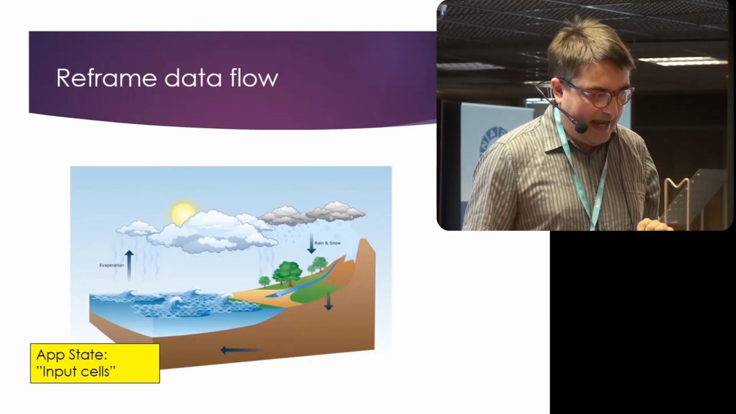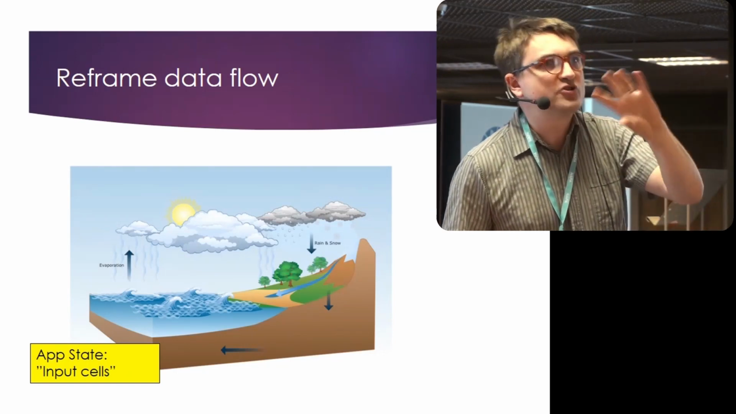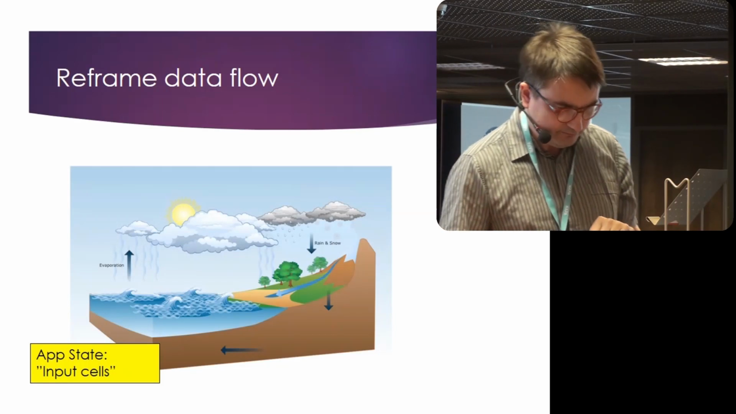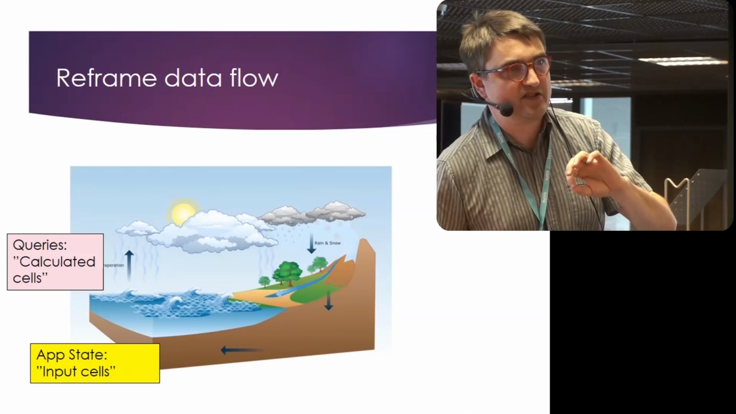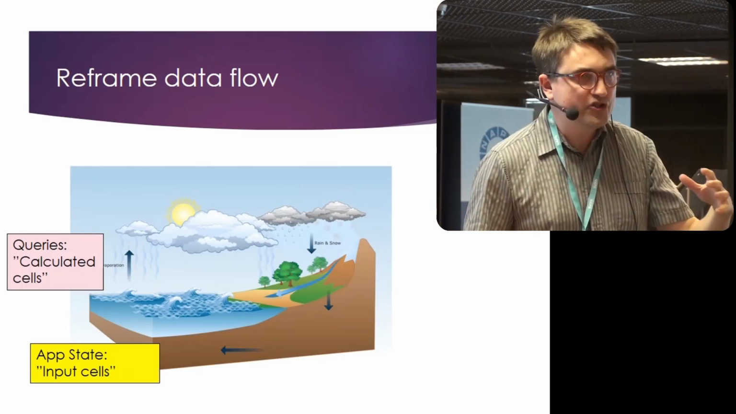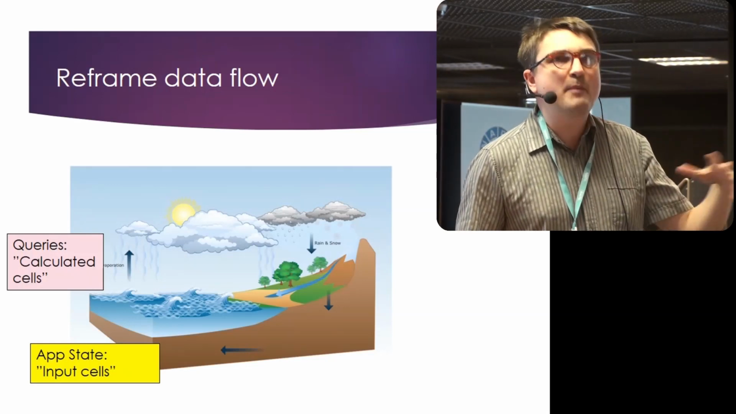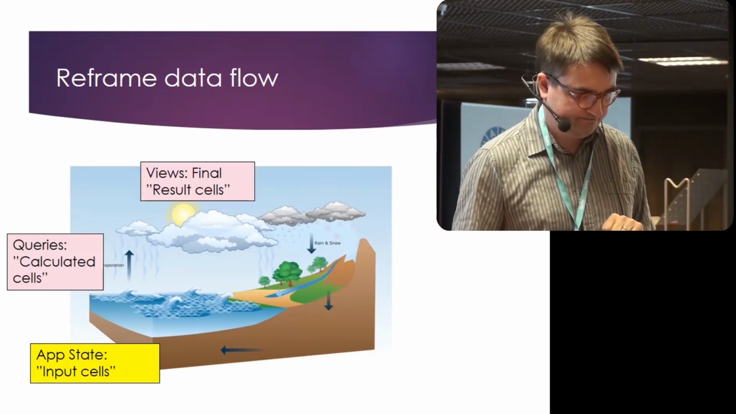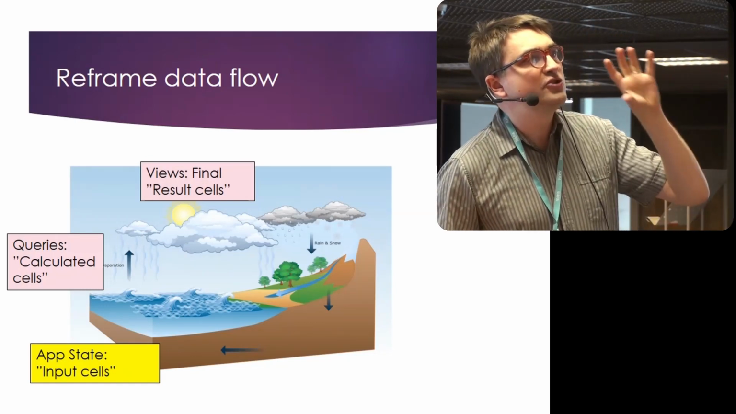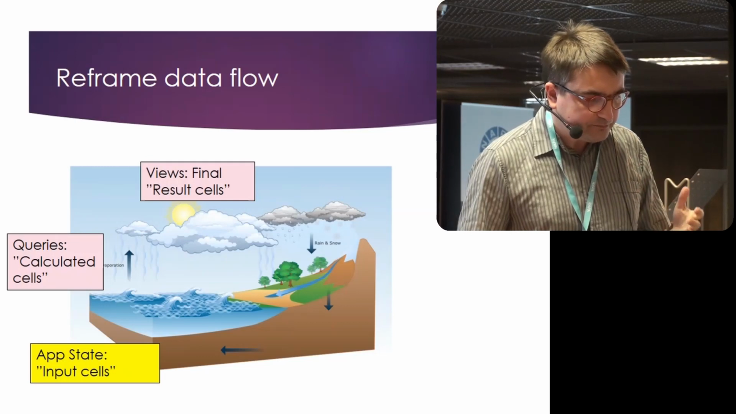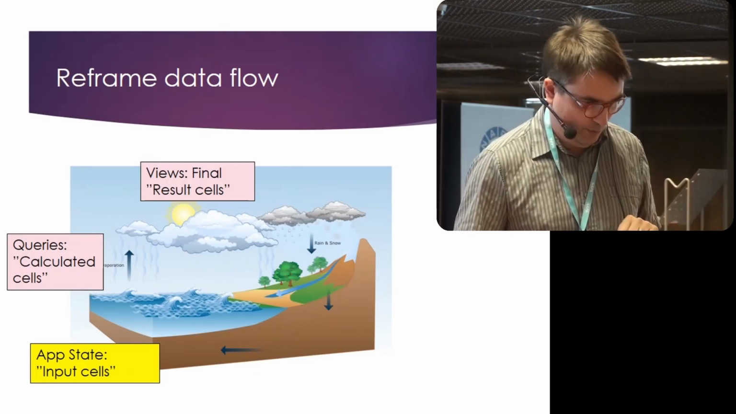There is first application state, which corresponds to the input cells that the user is modifying in Excel. And then there are queries, which correspond to the calculated cells in Excel. So we specify functions of the application state that represent derived values. Then we write functions for views, which represent the GUI, and they use the queries as an input.